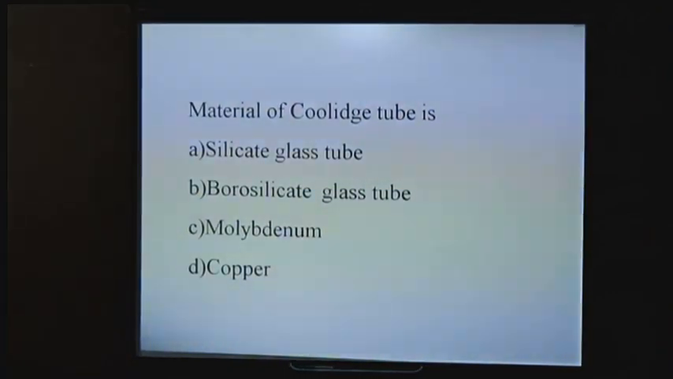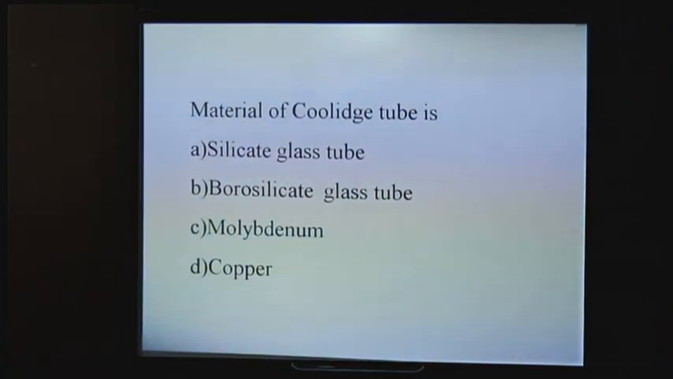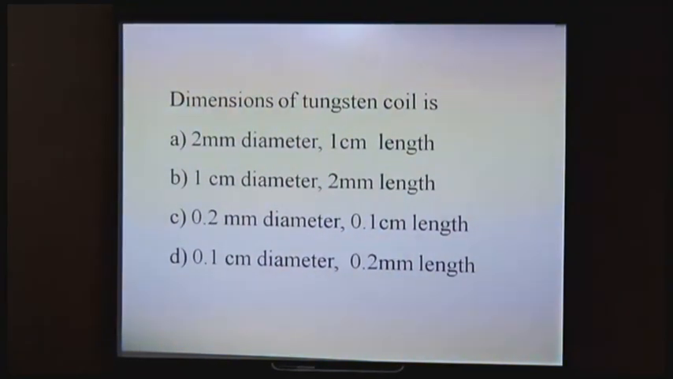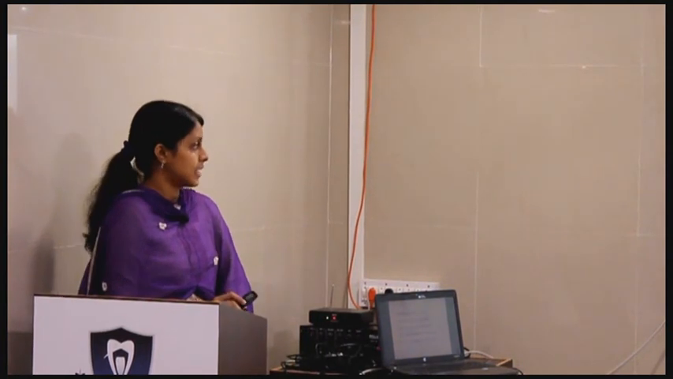Material of a Coolidge tube is borosilicate glass tube. Dimensions of tungsten coil: take time and tell. A.